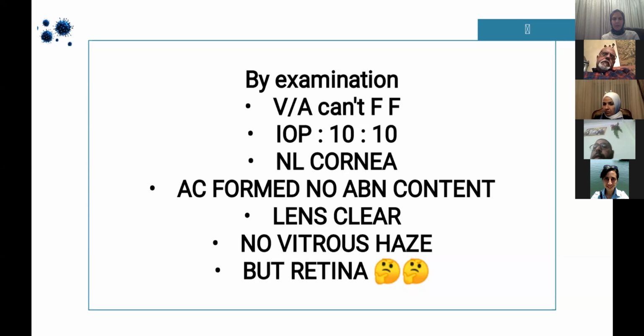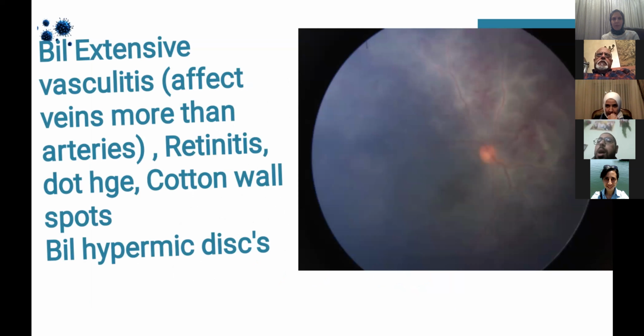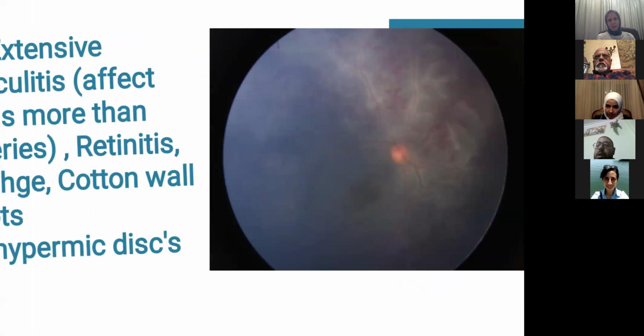Lens clear, no vitreous haze, but the retina by this picture shows bilateral extensive vasculitis affecting the veins more than the arteries, with retinitis, dot hemorrhage, cotton wool spots, and bilateral hyperemic disc. The other photos.